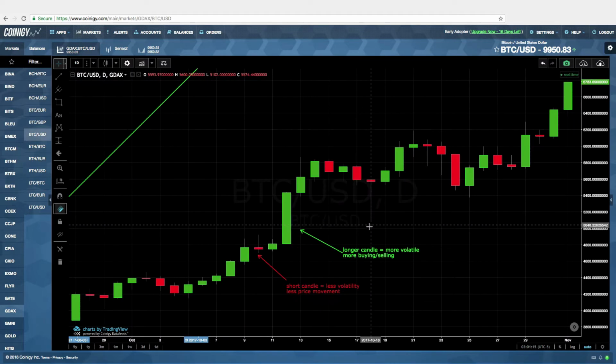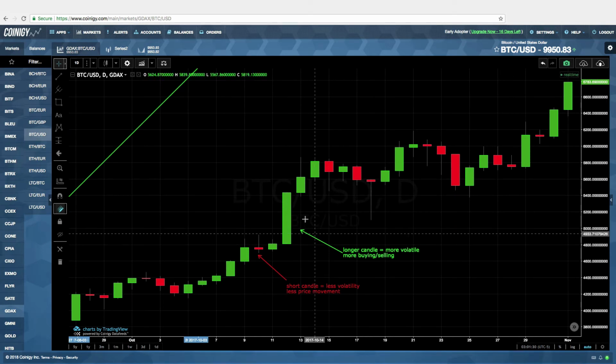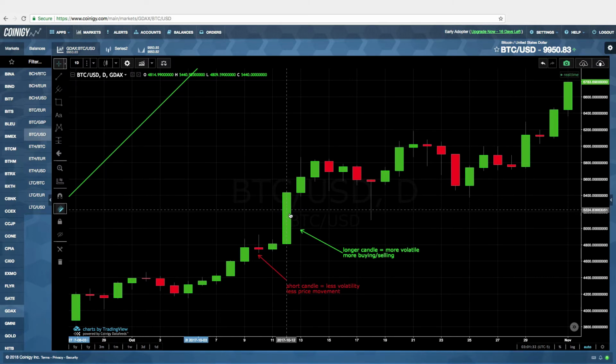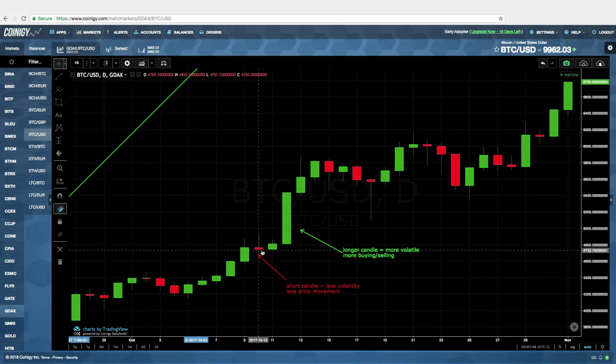So basically, the longer the candle is, the more volatile it is. And that means that the price range fluctuates a lot more during the longer candles. Like I said before, this one started all the way at 4,800, and it was trading all the way between 4,800 and 5,400. It was this big candle. Short candles are less volatile. There's less price movement here. It was only trading between this level and this level, so there wasn't that much volatility going on.